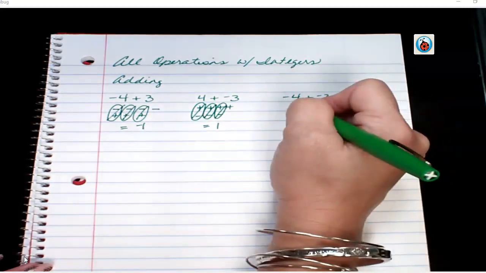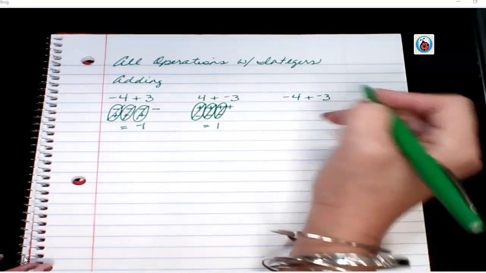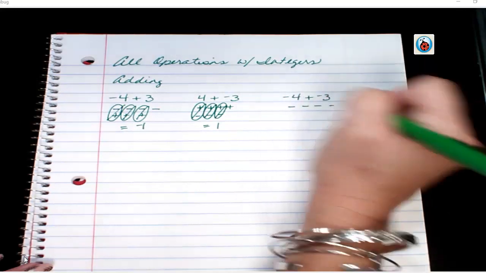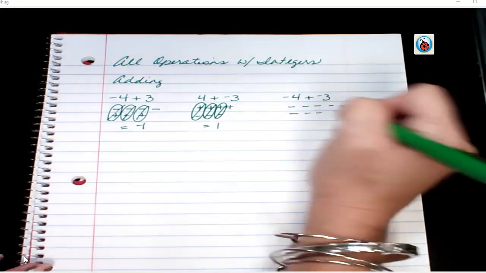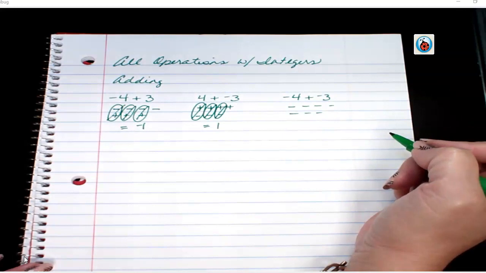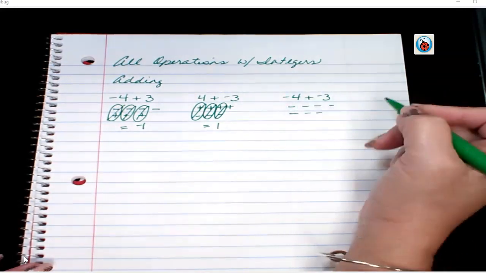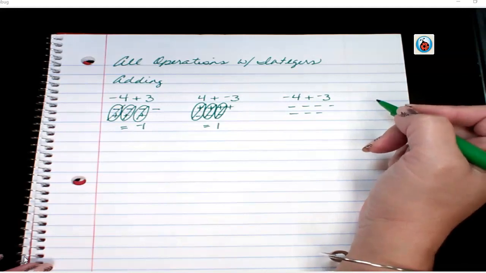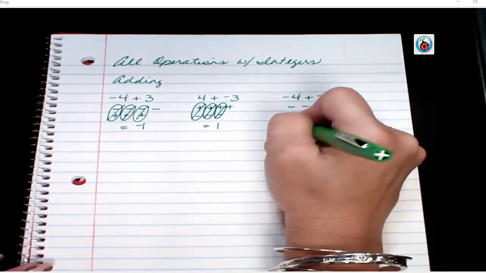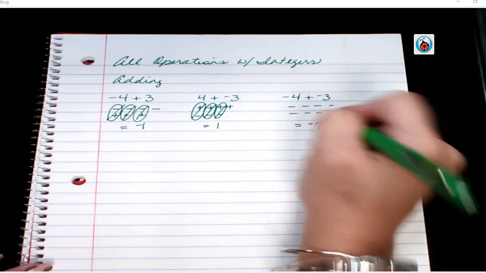Here I have negative 4 plus negative 3. 4 negatives, and then 3 negatives. Notice, I can't have a 1-to-1 ratio, 1 positive for 1 negative, so there will be no 0 pairs. So my final answer will be -7.